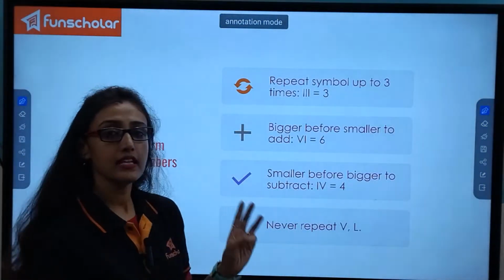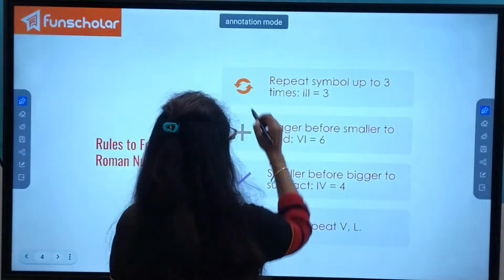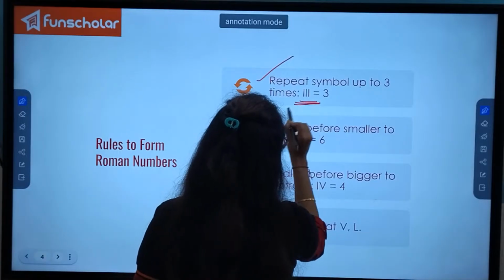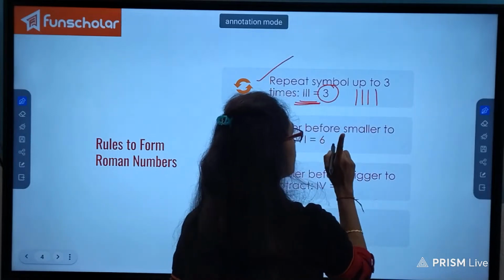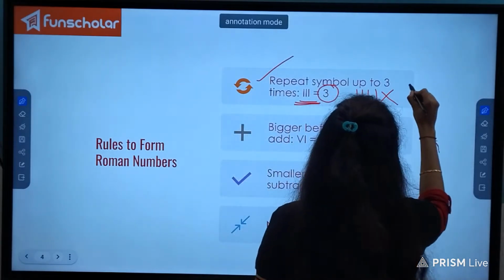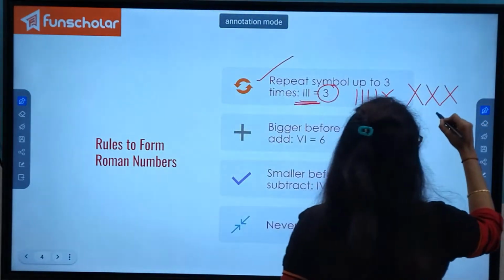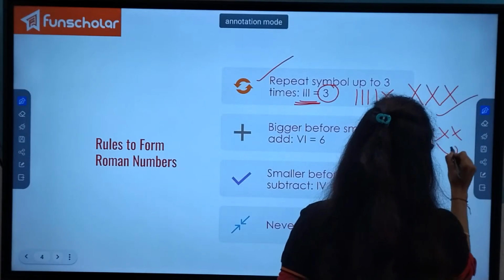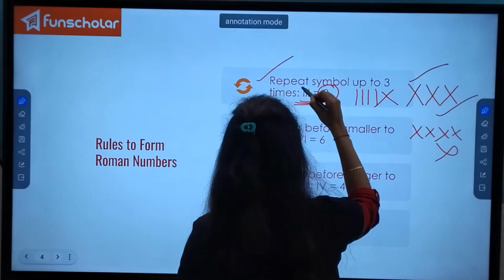First rule is any symbol can be repeated up to 3 times only. Just see, repeat symbols up to 3 times. 3I over here represents 3. But can you write like this, 4I? No, this is against the rule. This is wrong. Again, X, X, X, we can write? Yes, we can write. But can we write X, X, X, X, 4X together? No, we cannot. This is wrong. This is right. This is wrong. And again, this is right.